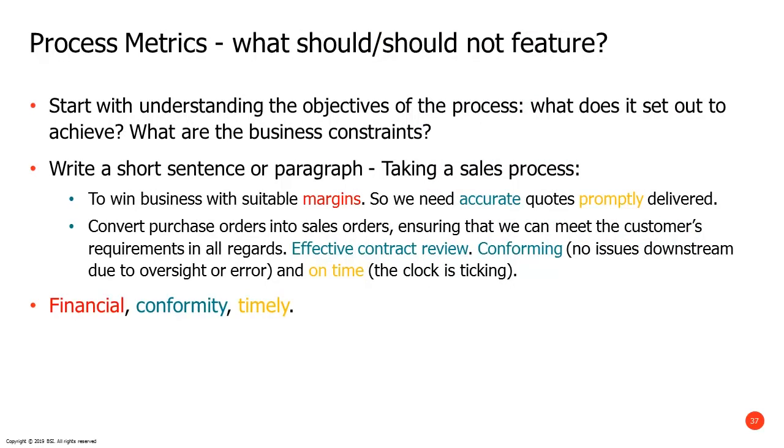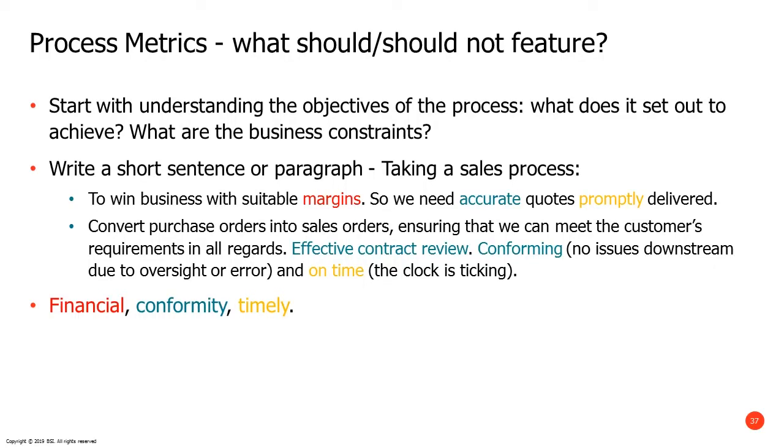How do we write the metrics? First thing you need to understand is, what's the purpose of the process? Start with understanding the objective of the process. What does it set out to achieve, and what are the business constraints? So create a simple sentence of what the process is due to do. With sales, it's got to win business with suitable margins. Therefore, you need accurate quotes, promptly delivered. Because when a customer asks for a quote, quite often there's a timeline on it. You can't be late on that. Even if there isn't a timeline, tempo often wins business. If you're the first out there with an accurate quote, you've got a good chance of winning the business. So we're back to conformity and on-time delivery.